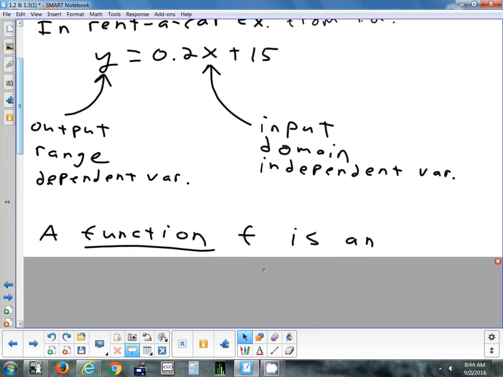Does anybody remember what a function is? Not all graphs are functions. For example, a circle is not a function. Some lines are functions. Not all lines, but some are. Anybody remember visually what has to happen if something's a function? It has to pass a certain test. Anybody remember the name of that test?